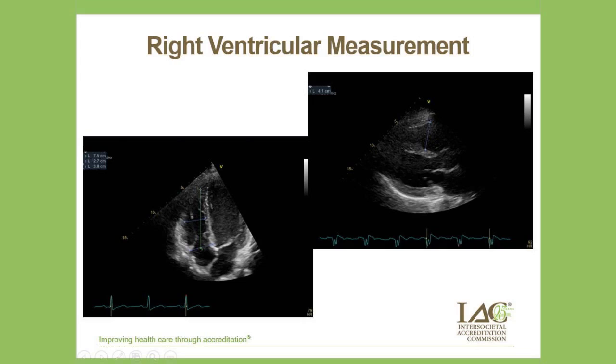The view over on the right, of course, is parasternal long axis, where we've also measured the right ventricle. We would again do that at end diastole and measure from the right ventricular free wall down to the interventricular septum. This would be more of a right ventricular outflow tract measurement there as well, or proximal right ventricular outflow.